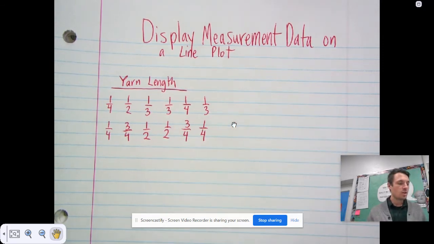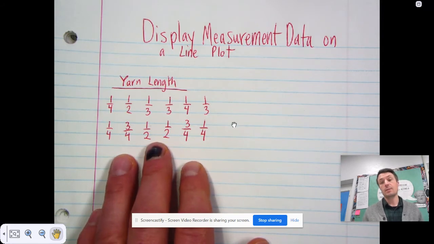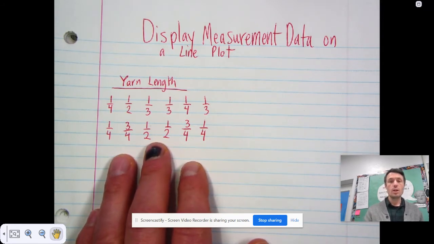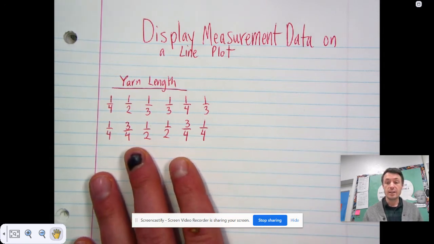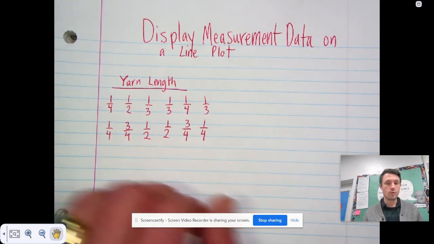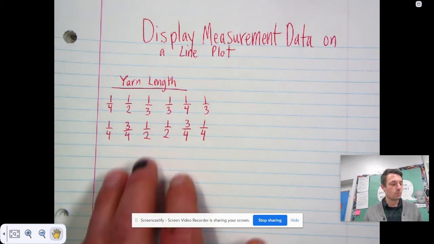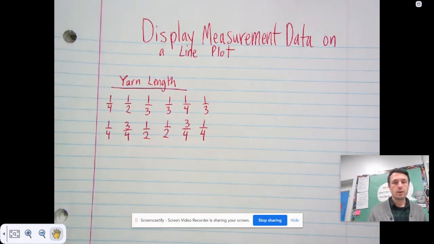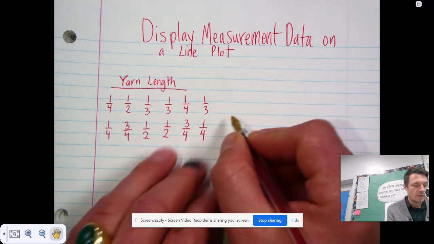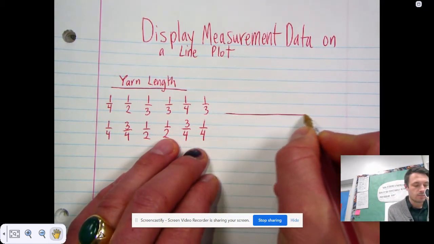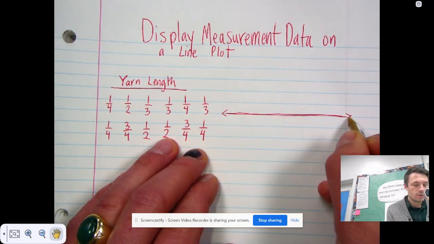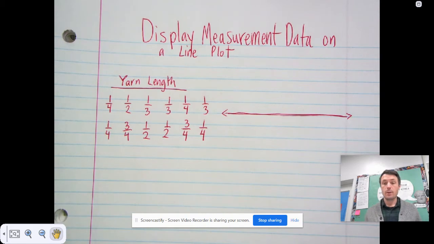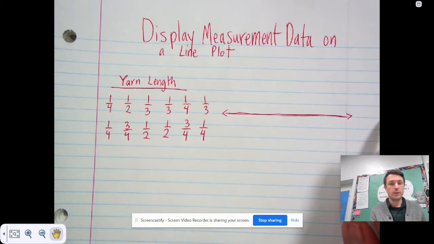So basically, we just have a bunch of randomly sized pieces of yarn. But it's not a good way to show the sizes because it's not organized. It's just randomly put there. Well, a line plot helps with that, and this is what a line plot looks like. With a line plot, you show the different measurements from smallest to largest along the line plot this way.